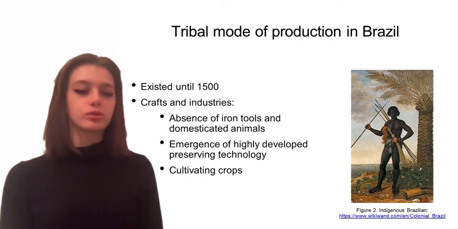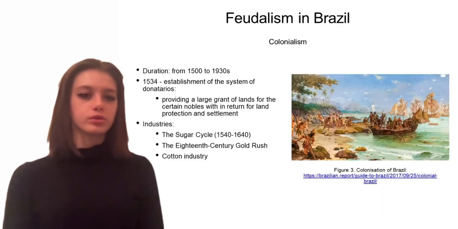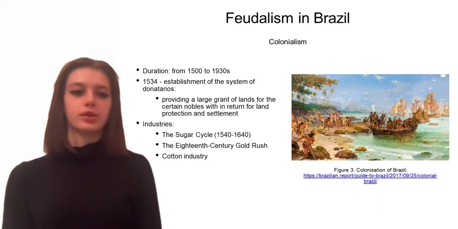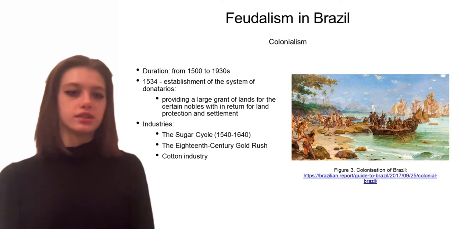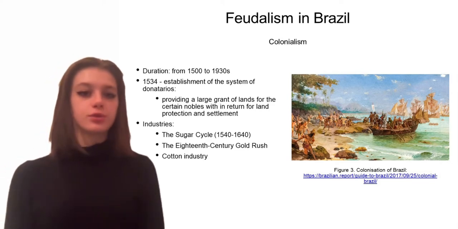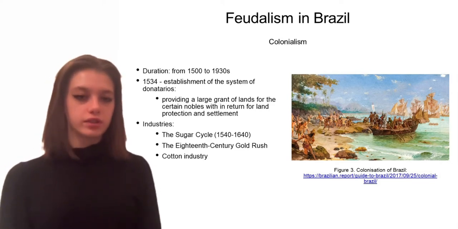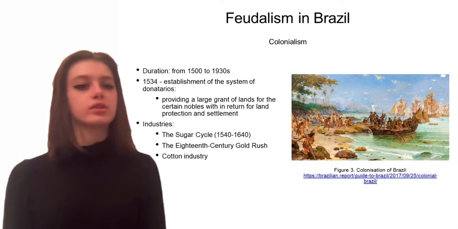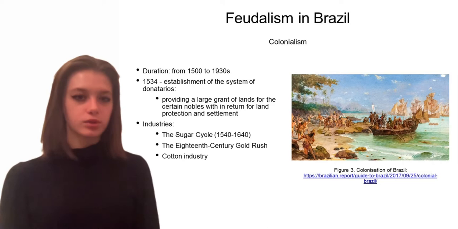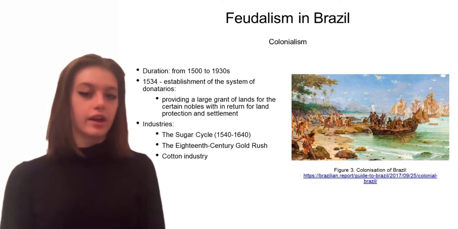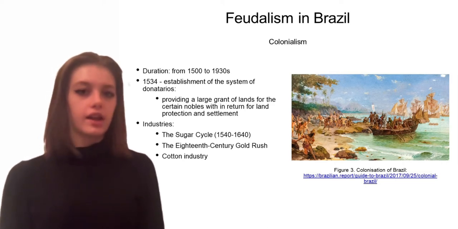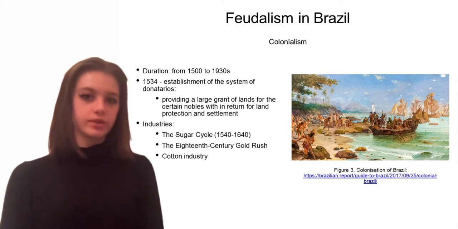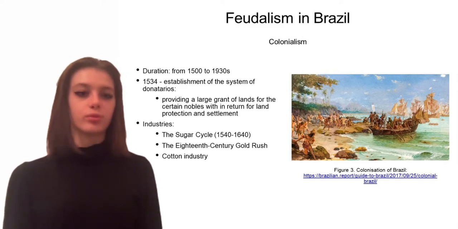Now we are moving on to the feudalism. The feudal mode of production started in Brazil with Portuguese expansion due to the system of donatarias. As for industries, the first one was sugar industry. However, in the middle of the 17th century, the Caribbean sugar boom caused a decline in the Brazilian sugar exports, which increased Portuguese exploratory efforts and led to the gold discovery. Another industry which also influenced Brazil's economy in the late 18th century was cotton.